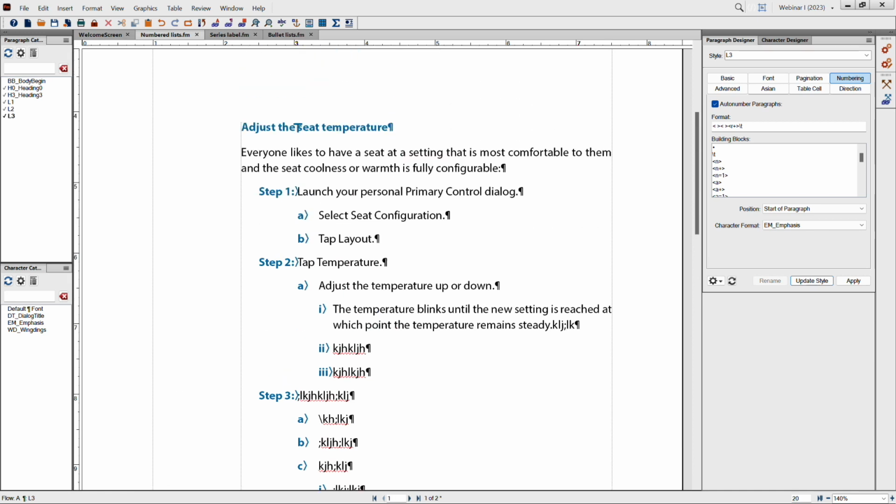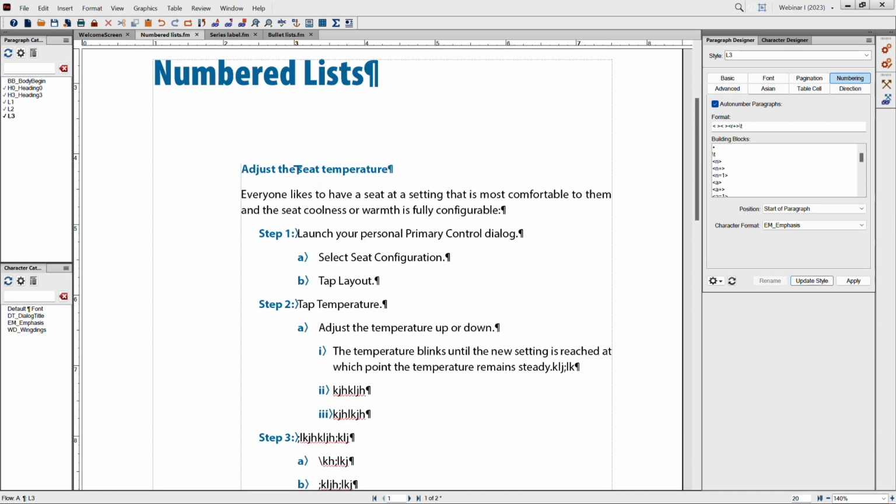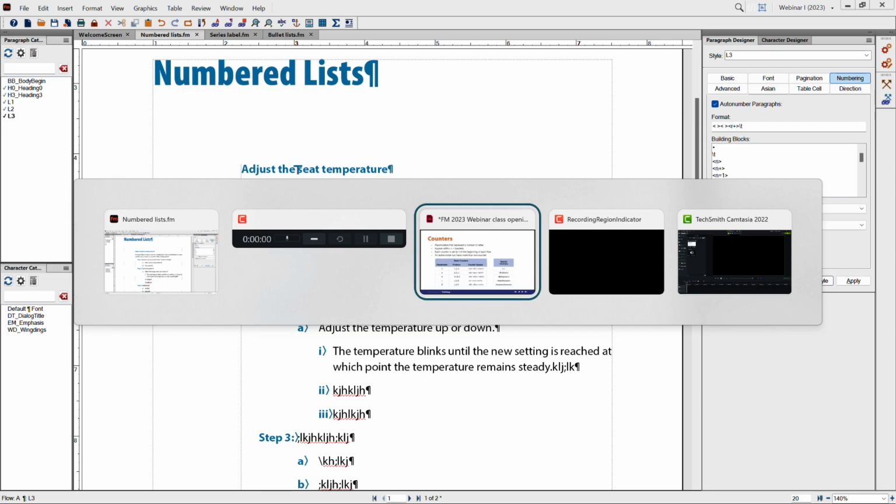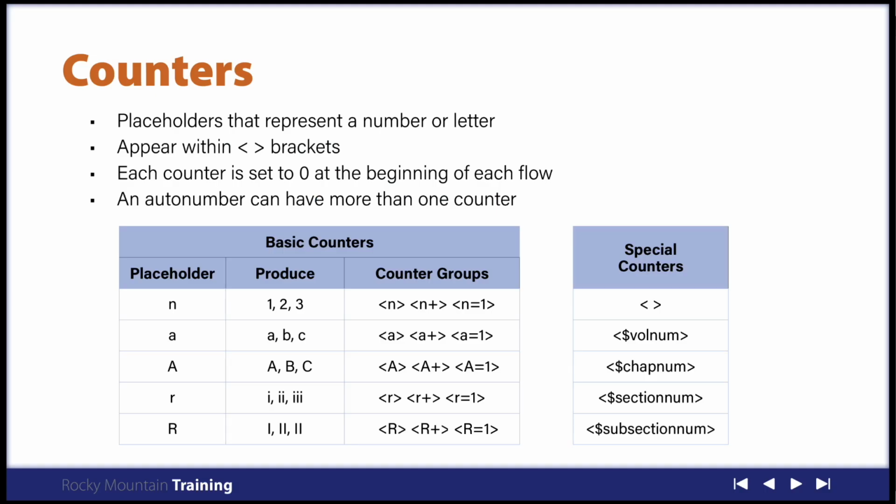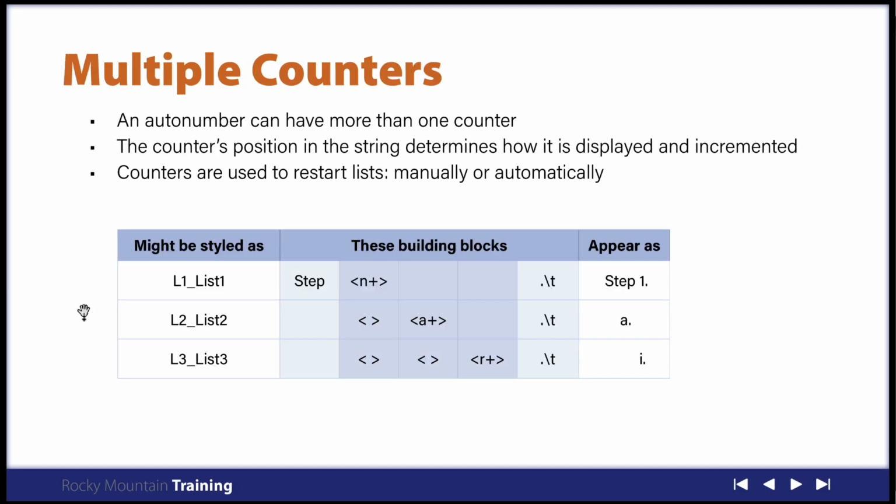Now, I've got a picture of what this looks like because I know it's confusing as we start to get into multiple building blocks on a single line. So I'm going to head back over to my table and look at the next page with you. So here's what's happening. I had 3 styles, L1, L2, and L3. L1 had the word step in front of it, and it just used the N plus building block. That was producing the 1, 2, 3, 4.